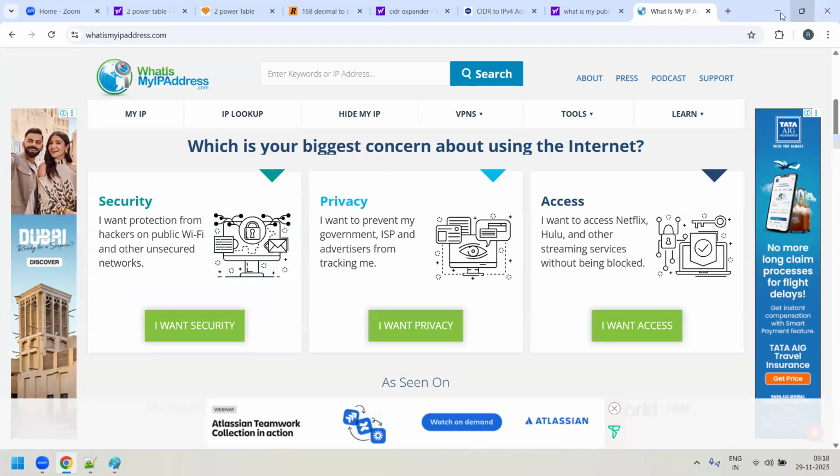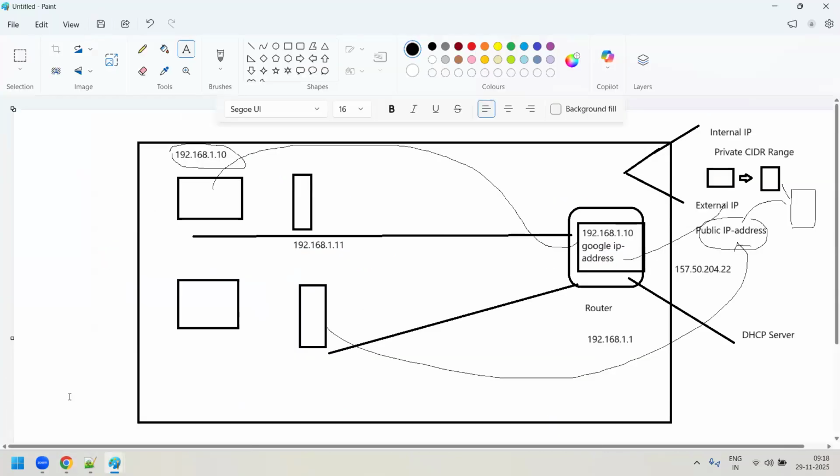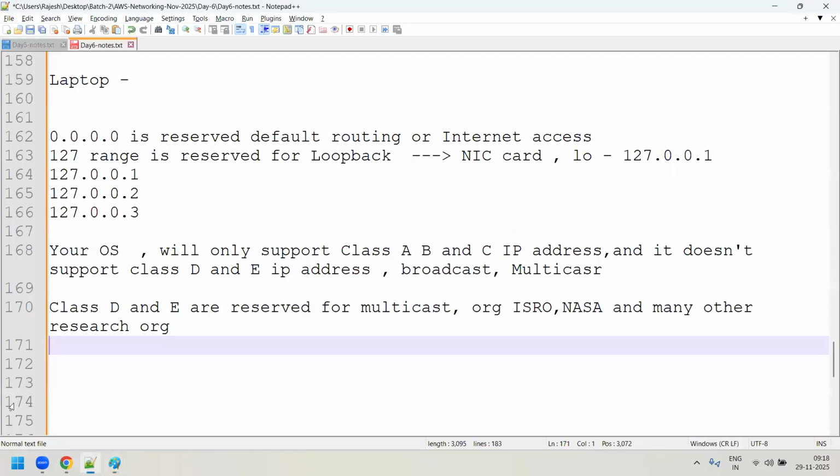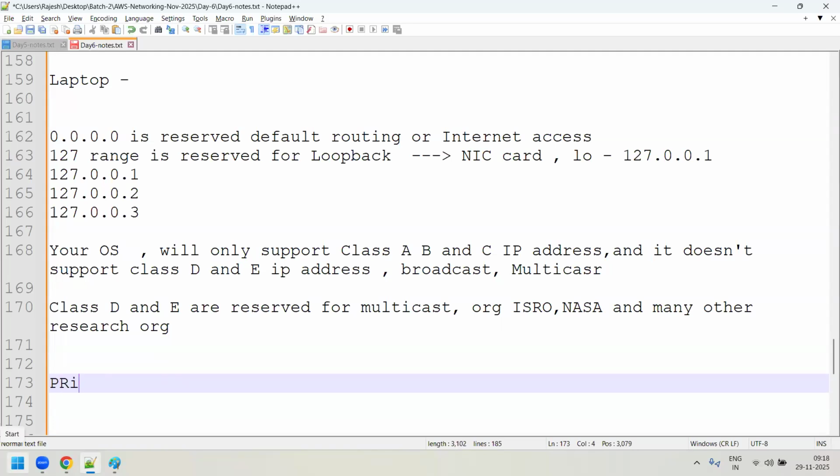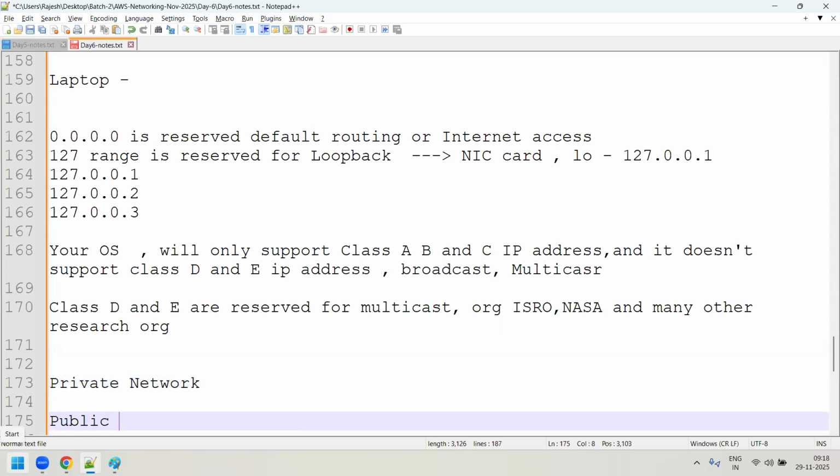Okay, now the question comes. Fine, Rajesh, now I understood something. It was something like a revision for you guys, a brush-up for everyone. Now, what is the private IP and public IP? What is a private network and public network? What is the difference between the private IP address and the public IP address?